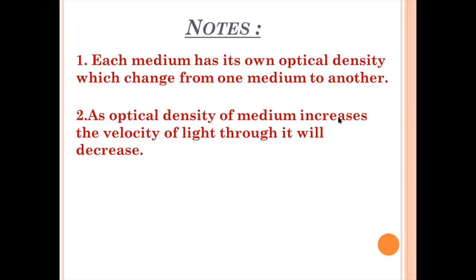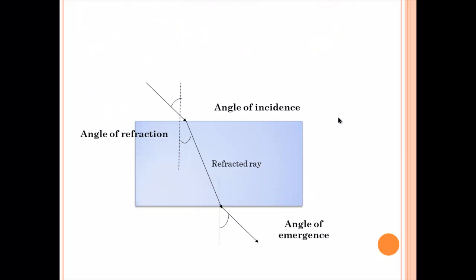As the optical density of a medium increases, the velocity of light through it decreases. For example, in a rectangular prism like a cuboid glass, if the light ray is incident from air, it will refract when it passes to glass, and when the light ray passes from glass, it refracts to air again. The light ray refracts two times, from air to glass and from glass to air.